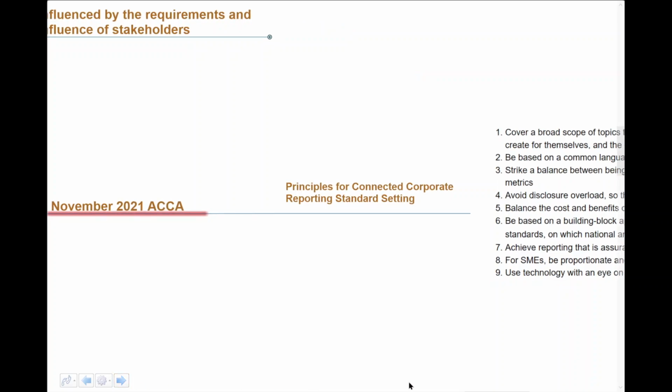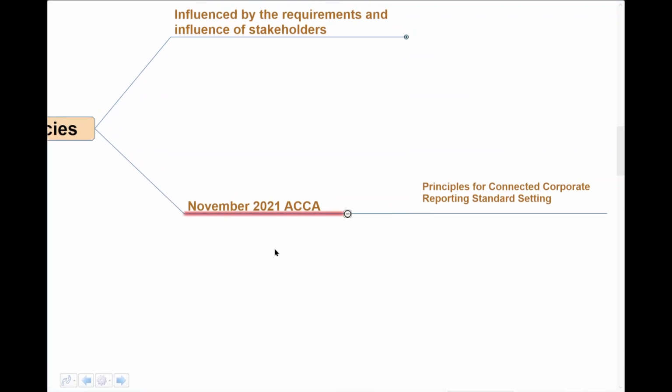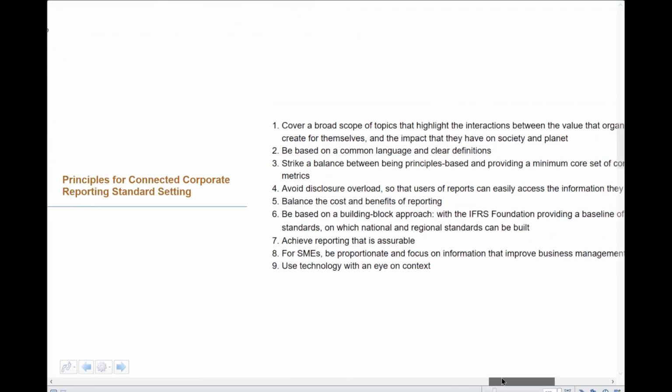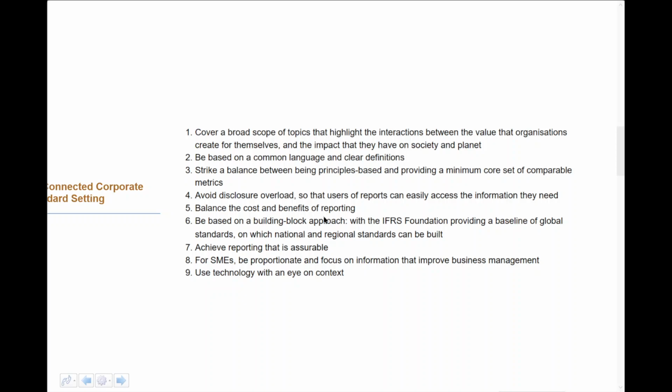Now, the ACCA do provide us with some useful information in terms of standards in this area. In November 2021, the ACCA issued the following reporting standard, as it were, and it's very comprehensive. Now, this is probably a little bit OTT, or over the top, for an exam, but it's certainly quite useful to take a look at the ACCA's view on reporting and broadly best practice. So what do they say?